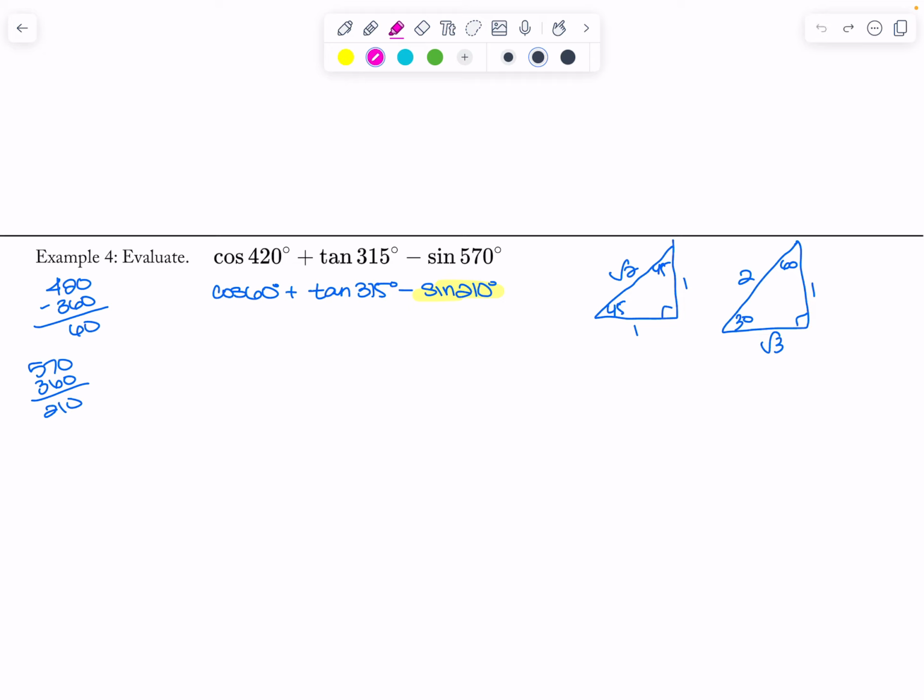I would like to simplify them kind of where they are. So remember, 315 degrees is in quadrant 4. So tangent is negative in quadrant 4. Its reference angle is 360 minus 315, which is 45. Okay, so when I write this, I have the cosine of 60 degrees, and then it's going to be minus the tangent of 45. Remember, we can rewrite these. And then I need a different color.